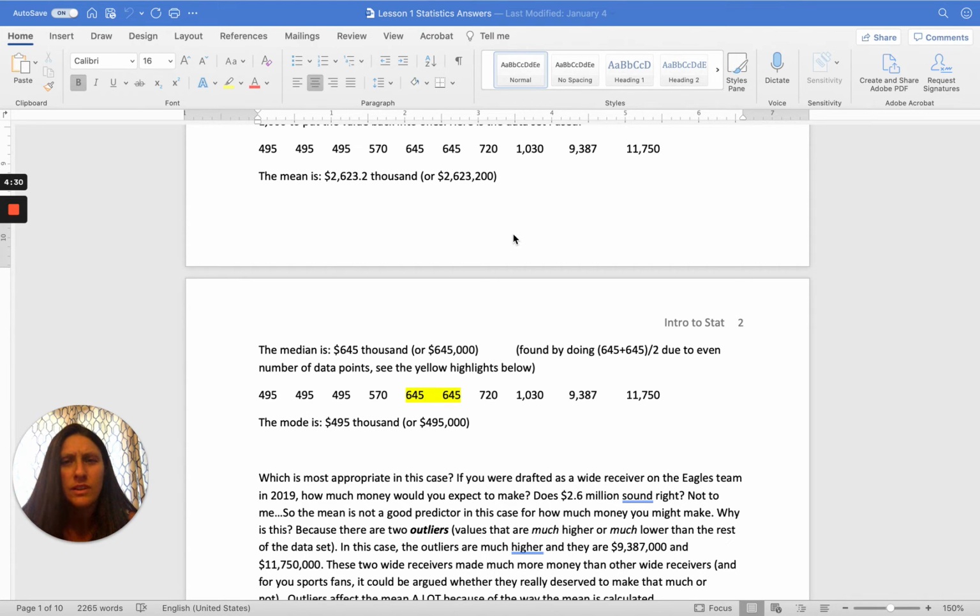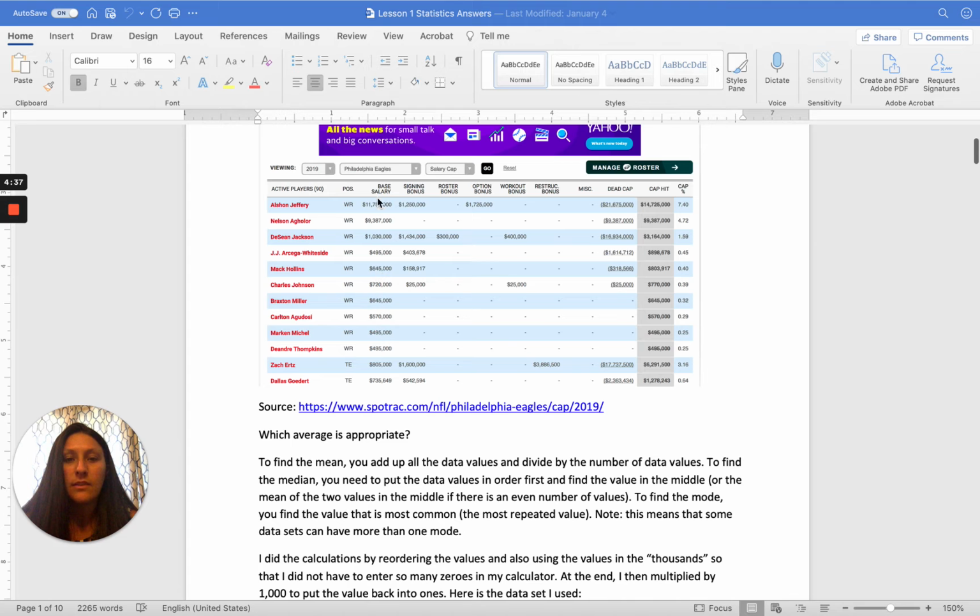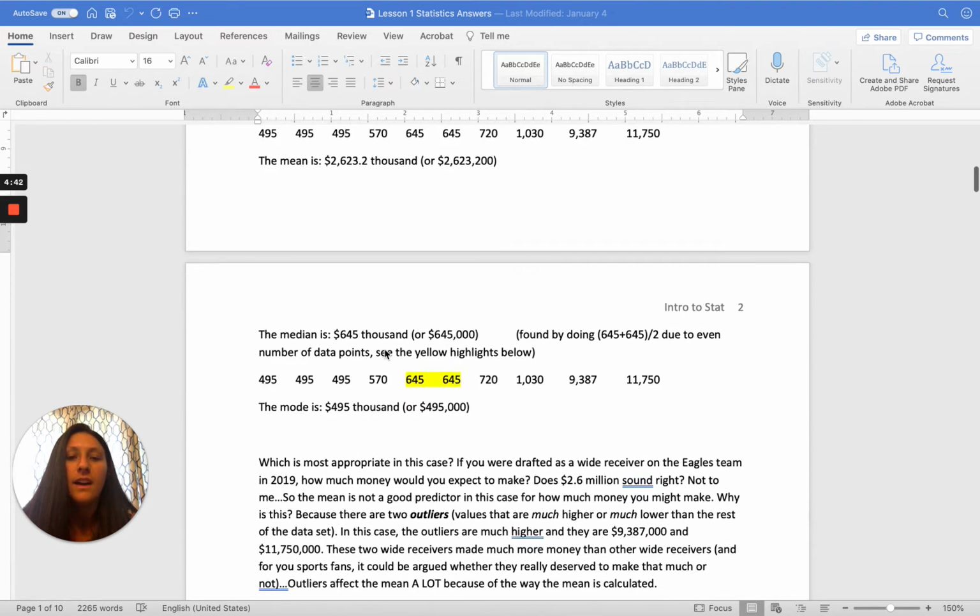But it's also important to understand how to use them in everyday life. So if I were to find the median for this data set, where we're talking about the base salary of a wide receiver on the Eagles team in 2019, I'm going to list the values in chronological order, so I put them in increasing order, and I'm going to find the number in the middle.